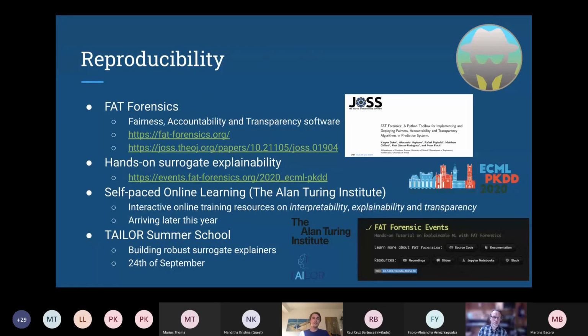If you want to learn more, there is this open source software package that we are developing called Fat Forensics, and it has been used for some of the demos that I showed you today, and also the hands-on that we'll do in a moment. We had run a tutorial covering this topic more in depth at ECML PKDD last year, and all of the resources from this tutorial are available. We will publish self-paced online learning materials on machine learning explainability in the coming months. And also, yeah, this is the summer school.